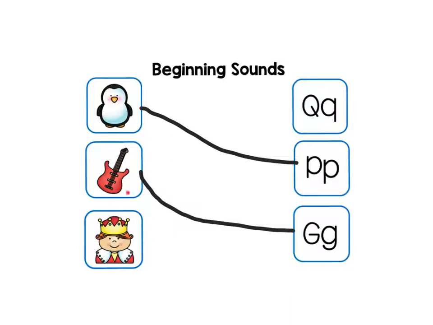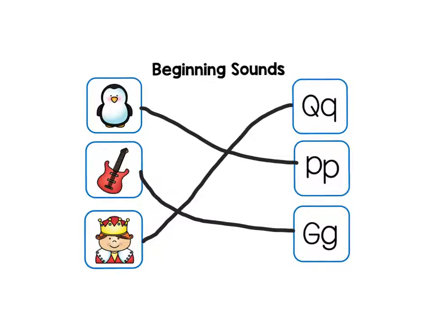Okay, moving on to my last picture. I have a picture of a queen. All right, kindergarten, if I have a picture of a queen, that means I hear a qu sound at the beginning. So I'm going to drag a line from the queen to the letter Q, because the Q makes a qu sound.